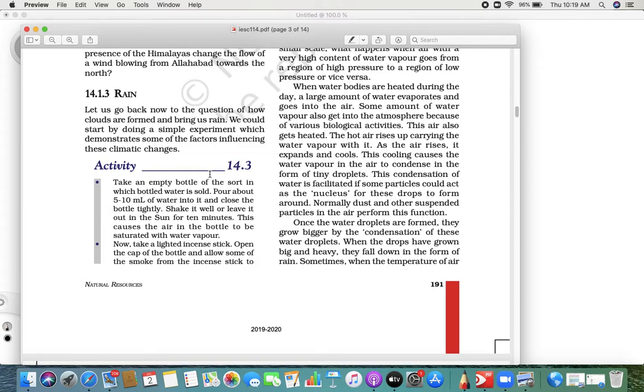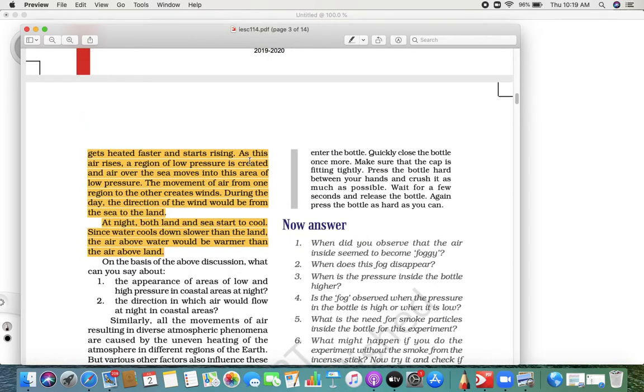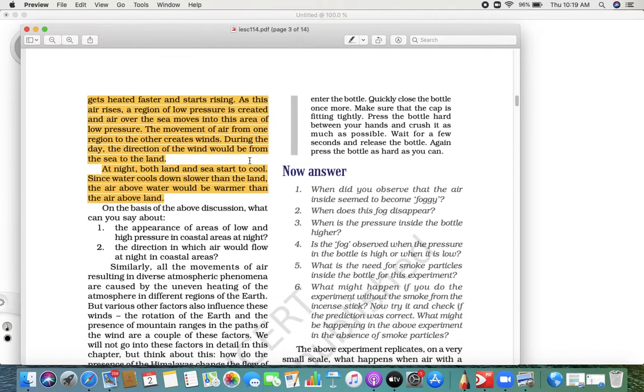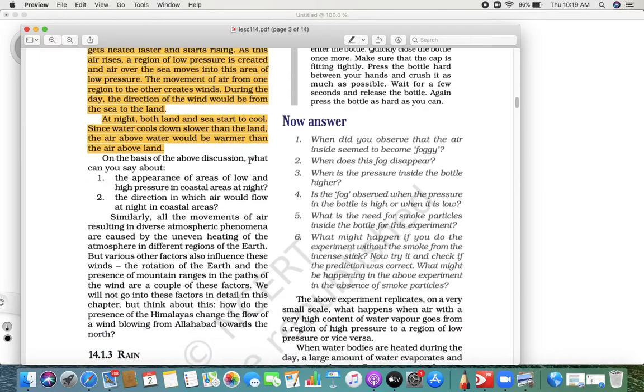Second, now take the incense stick, agarbatti. Open the cap and allow some smoke into it. Quickly close the bottle and make sure the cap is tight. Now press the bottle as hard as you can with your hands and crush it as much as possible. Wait for a few seconds and release the bottle.